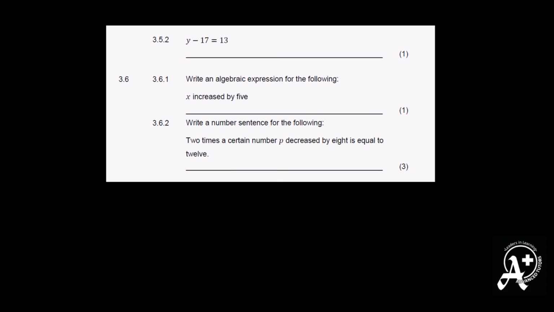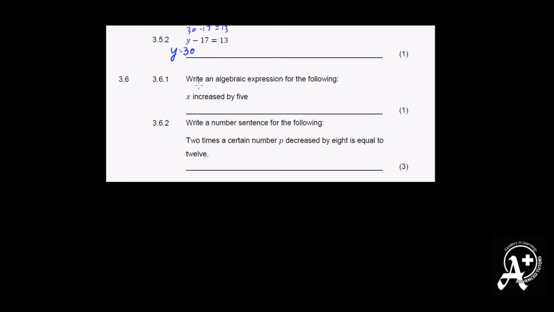In 3.5.2, we've got y minus 17 is equal to 13. So what minus 17 will give me 13? And we know that that is 30. So y is equal to 30. And we can test that by saying 30 minus 17, and we know that that will give me 13.